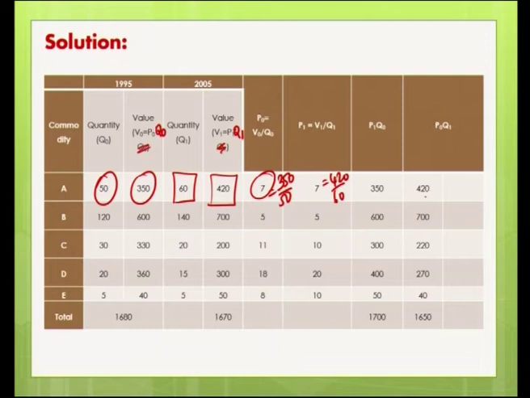Next P naught into Q1. What is P naught here? P naught is 7 and Q1 is 60. So, 7 into 60 is 420. Likewise, these values are calculated and this total is 1680. This is summation P naught Q naught, this is summation P1 Q1, 1700 is summation P1 Q naught, and this is summation P naught Q1.